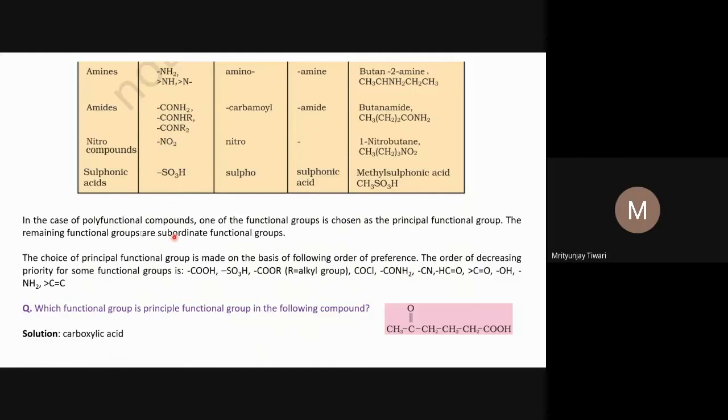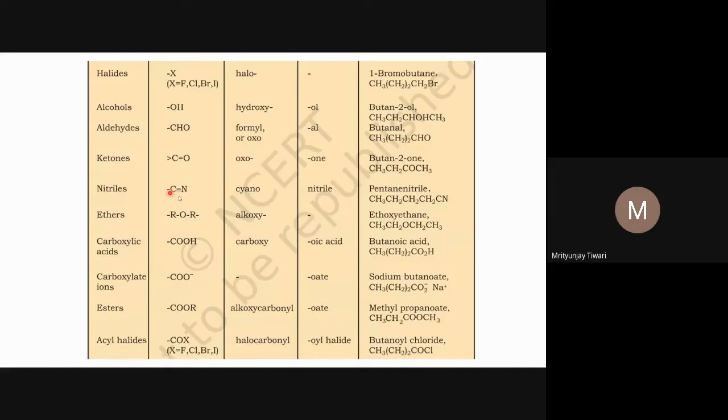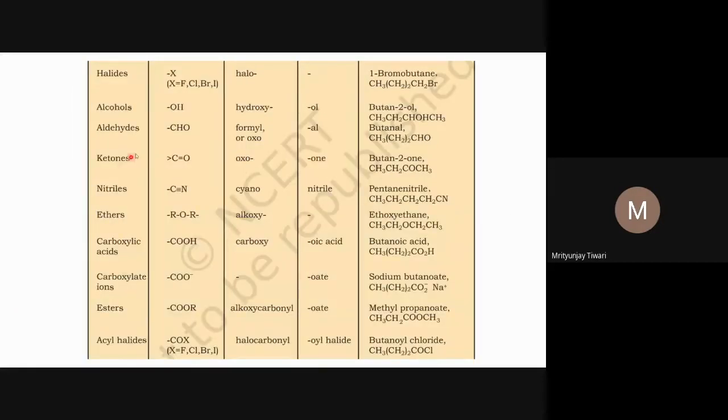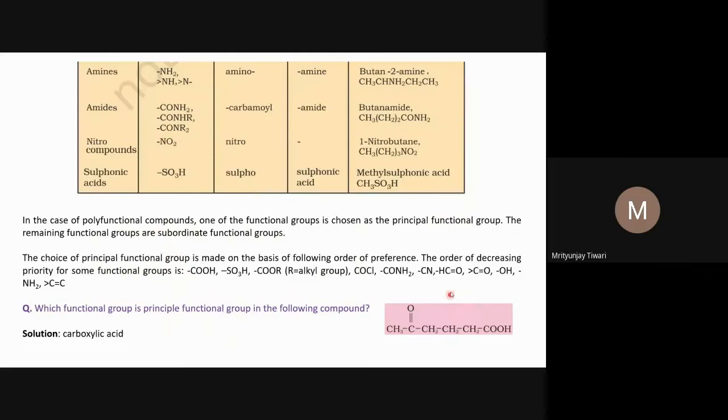Then CONH2, the amide group, or maybe the secondary or tertiary amide group. Then the CN group, the nitrile functional group. Then the aldehyde functional group. And then comes the ketone. It means the aldehyde is more reactive than ketone. And here also the carboxylic acid is more reactive than esters or even the acid halides or the amides.